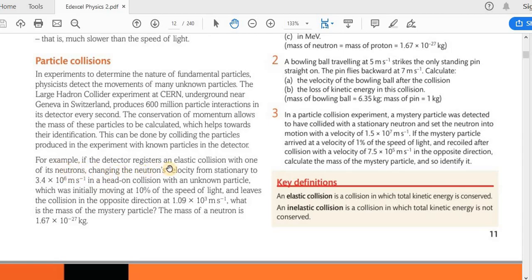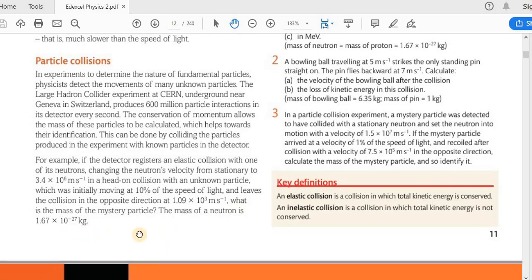For example, if the detector registers an elastic collision with one of its neutrons, changing the neutron's velocity from stationary, which means at rest, the velocity is 0, to 3.4 × 10^6 meters per second in a head-on collision with an unknown particle which was initially moving at 10% of the speed of light. Okay, the speed of light is 3 × 10^8 meters per second. That is the speed that all the electromagnetic waves travel in air or in vacuum. Okay, and leaves the collision in the opposite direction at 1.09 × 10^3 meters per second. What is the mass of the mystery particle? The mass of a neutron is 1.67 × 10^-27.